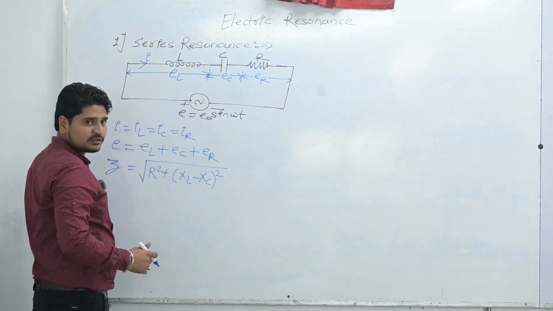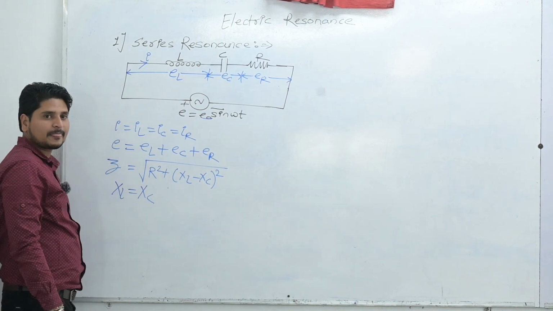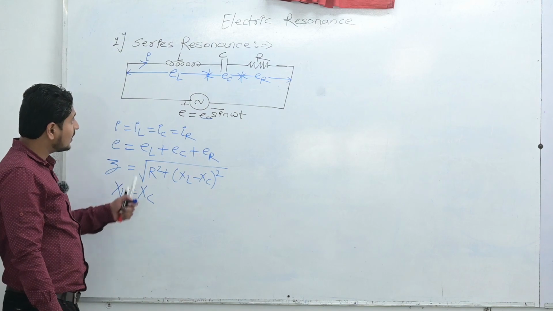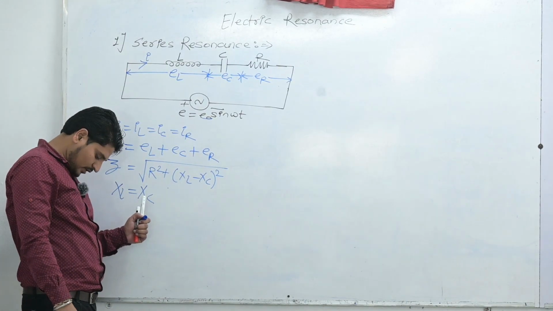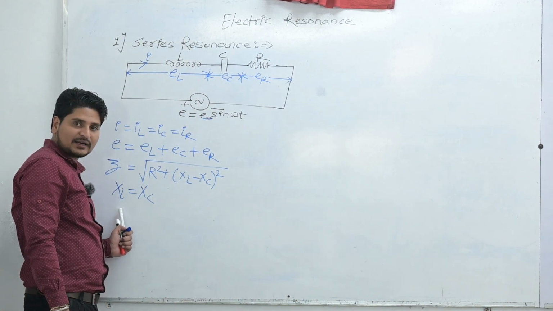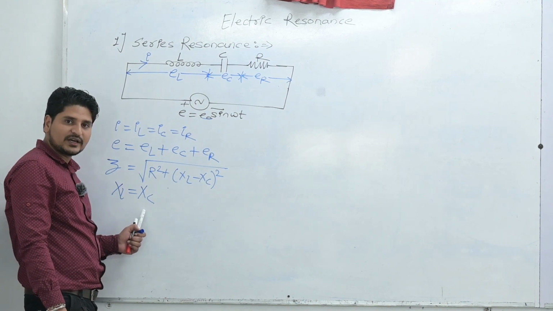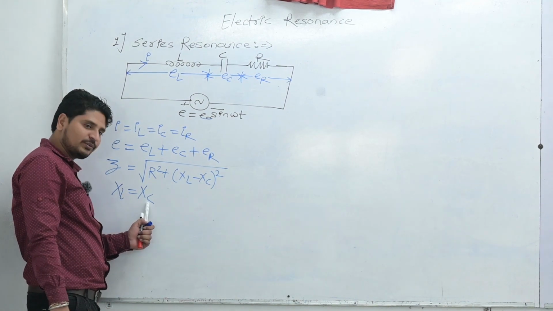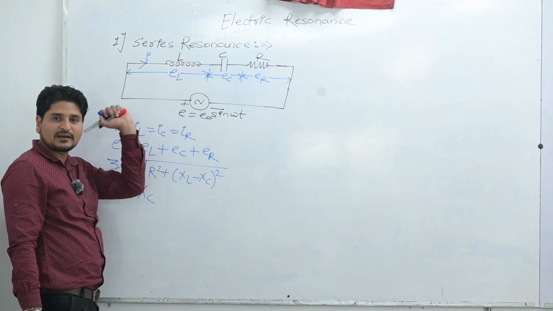For this electric resonance, your XL should be equals to XC. This is the condition for electric resonance. Yeah, we can say that electric resonance occurred only when inductive reactance is equals to capacitive reactance. So when XL is equals to XC, this occurs the electric resonance.